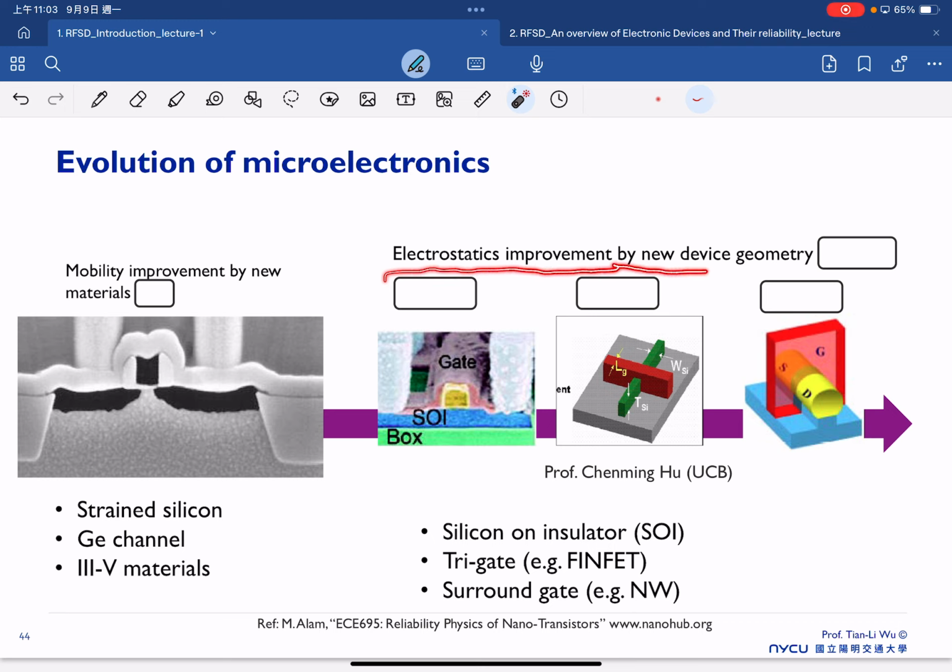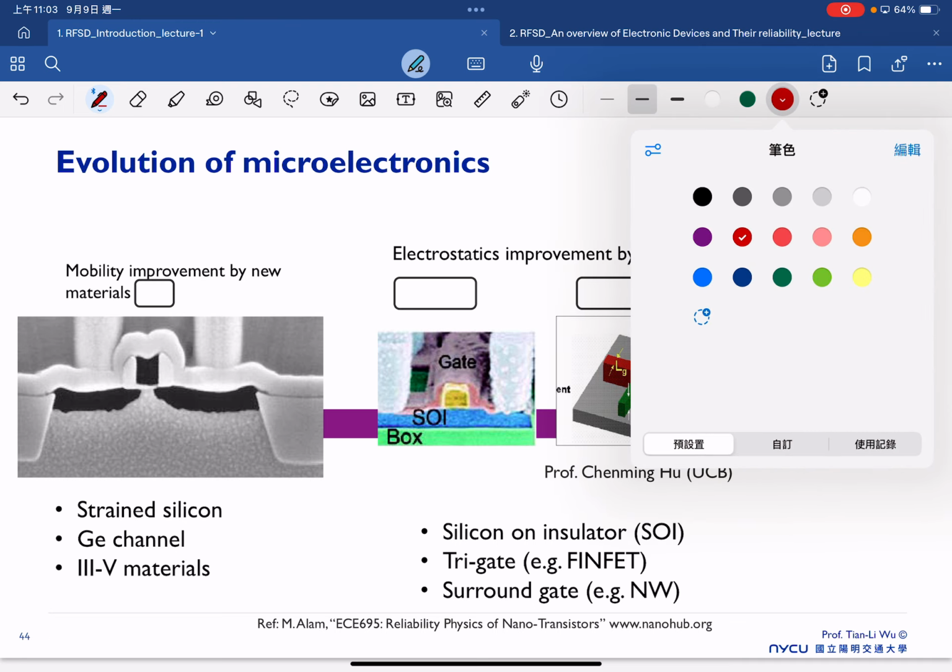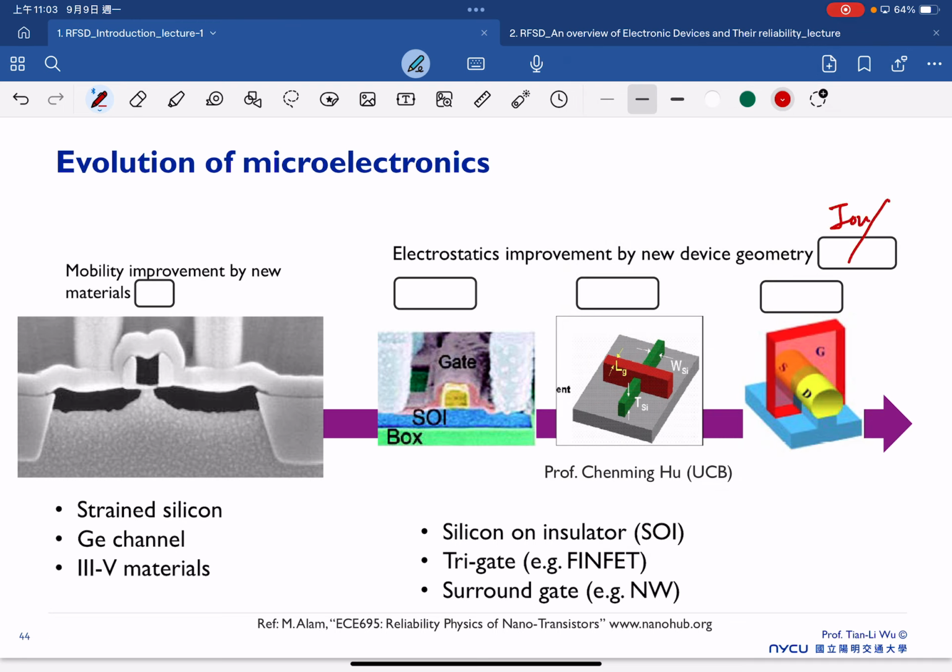Electrostatic improvement by the new device geometry. So the goal is to consider the on-off ratio, where we try to keep our on current as high as possible, but the off current as small as possible. And there are several strategies. The first one we call the SOI, silicon on insulator. Basically, we put the insulator below the channel, so we try to reduce the current. Another one we call the FinFET. And the third one we call the nanowire.